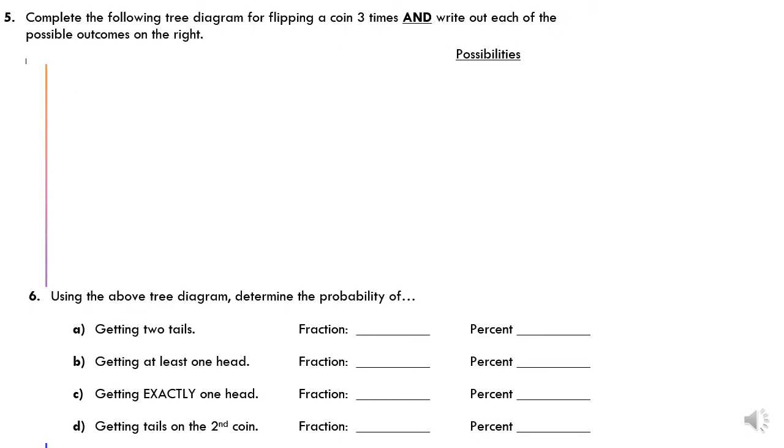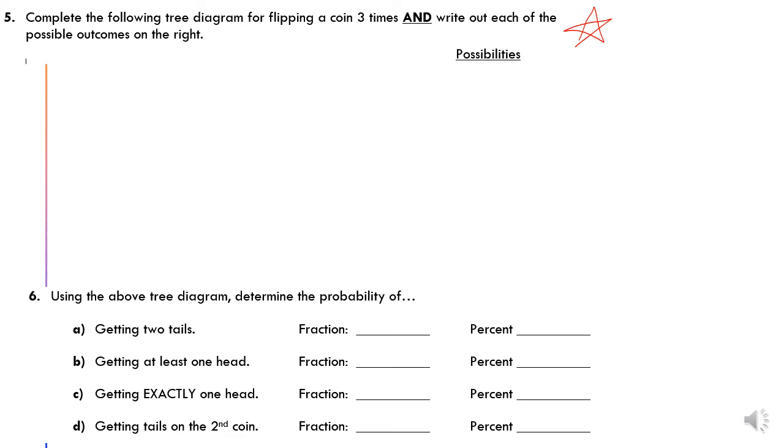Our next example, complete the following tree diagram for flipping a coin 3 times and write out each of the possible outcomes. Remember, we stressed this. We did quite a few examples. You need to know how to do a tree diagram. And we usually use this for things where there's more than one thing happening. In this case, there's 3 things happening. You're flipping a coin 3 times. Or I could say, take 3 coins in your hand and flip all of them at once.